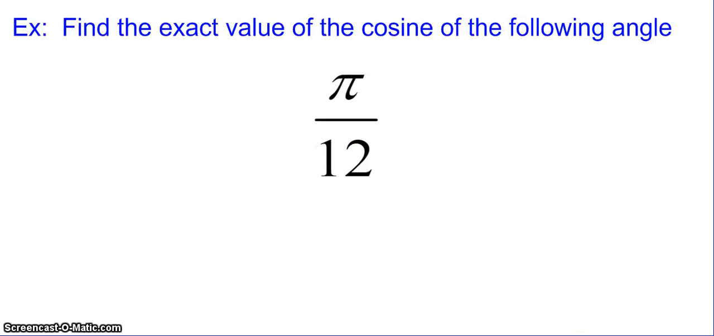Alright, next example. I want you to find the exact value of the cosine of pi 12ths. I will give you a hint. There are 2 different ways you could do this. You could use either the half angle identities, or you could use the sum and difference identities. So I want you to pause the video and find the exact value of cosine of pi 12ths using either of those methods, and unpause when you're ready to check your work.